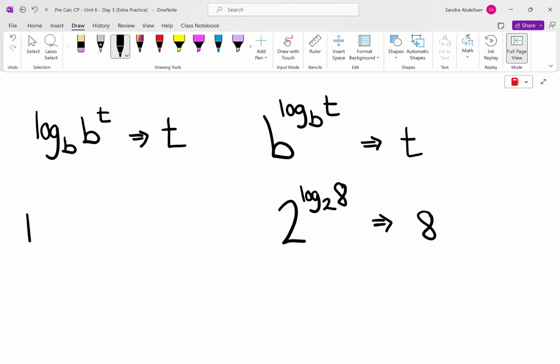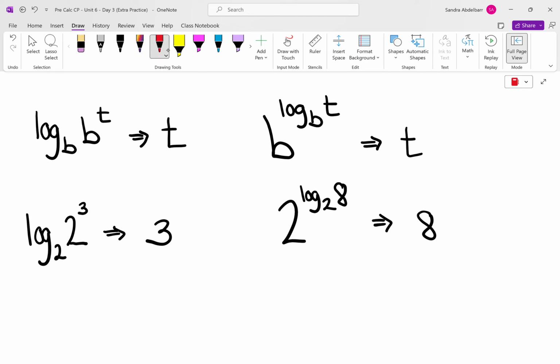This one was saying if I have log base 2 of 2 to the third, this is 3. Yeah, that's the one I was talking about. These are just examples of what the rule is.